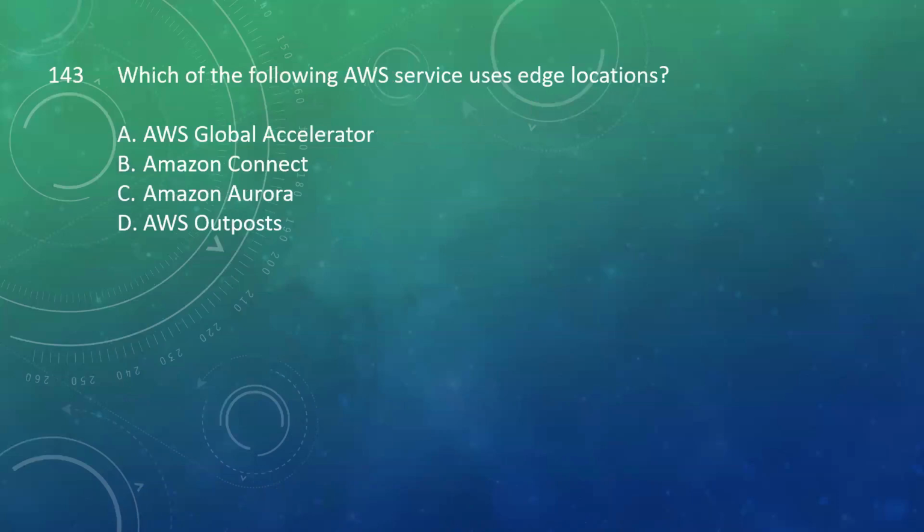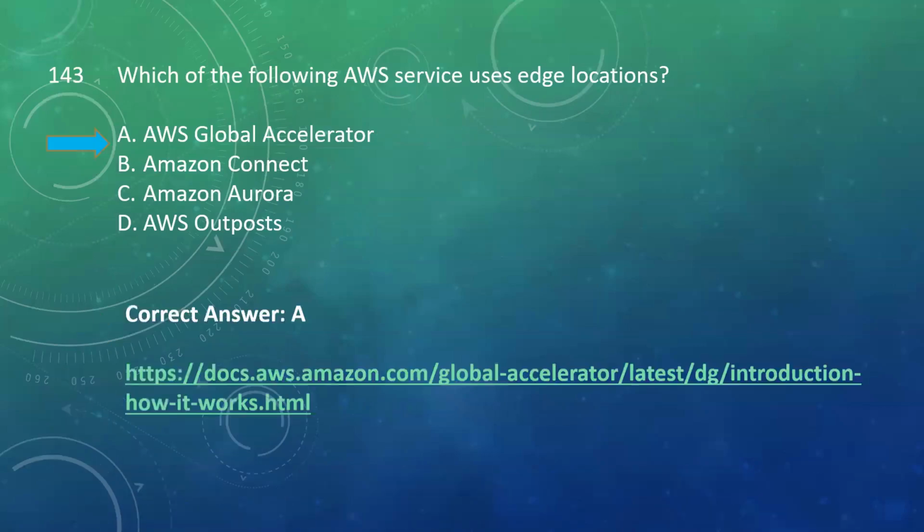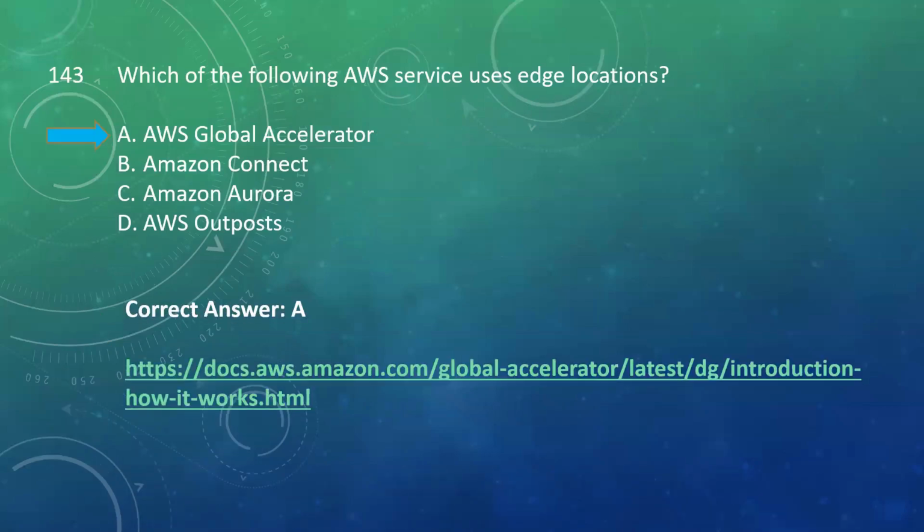Question number 143. Which of the following AWS services uses edge locations? Your options are AWS Global Accelerator, Amazon Connect, Amazon Aurora, AWS Outposts. The correct answer is option A, AWS Global Accelerator.